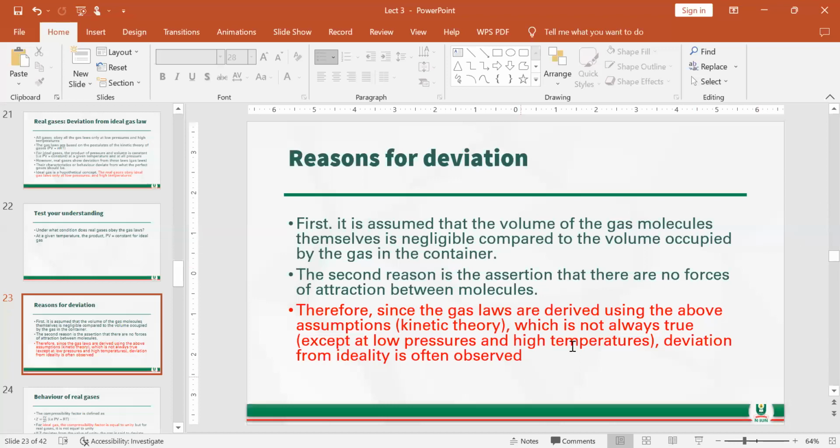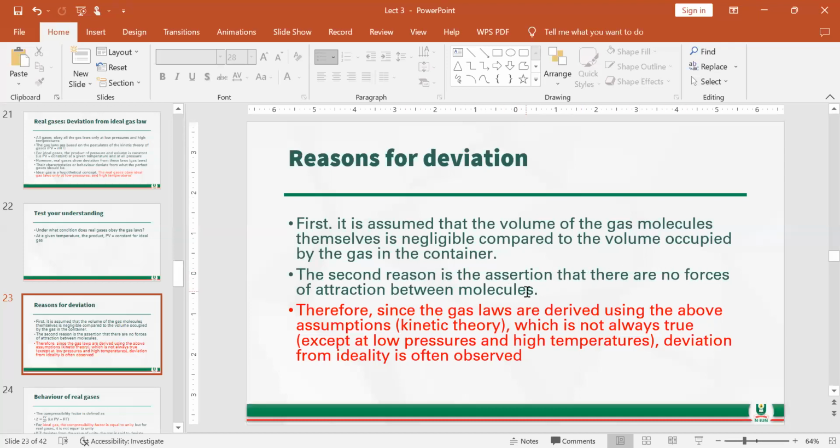Deviation means that they don't obey. So first, it is assumed that the volume of the gas molecules themselves is negligible compared to the volume occupied by the gas in the container. This is kinetic theory. That's the assumption on which the ideal gas laws were established. The second reason is the assertion that there are no forces of attraction between them.